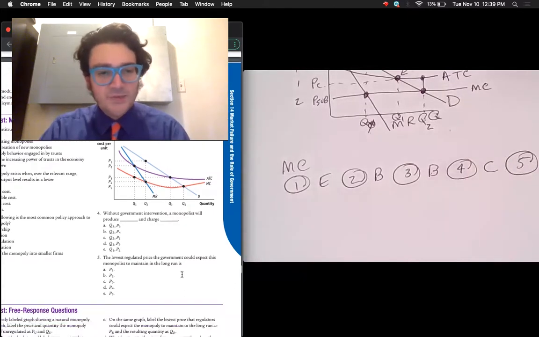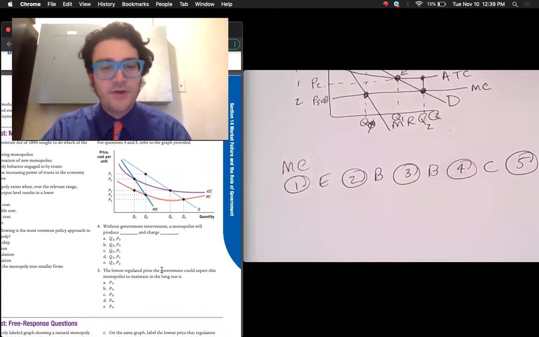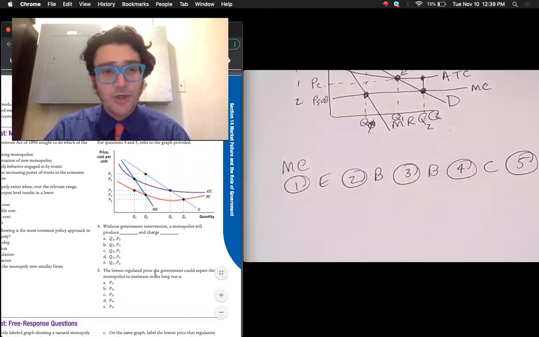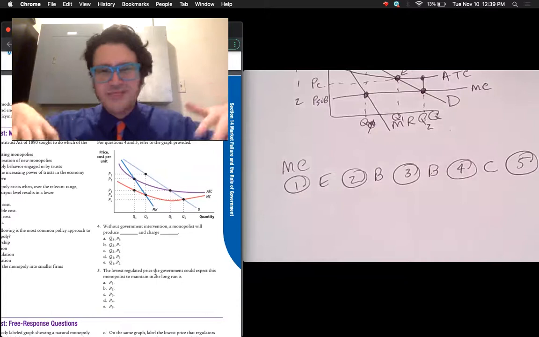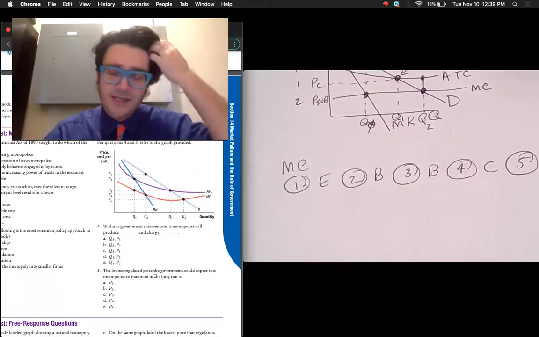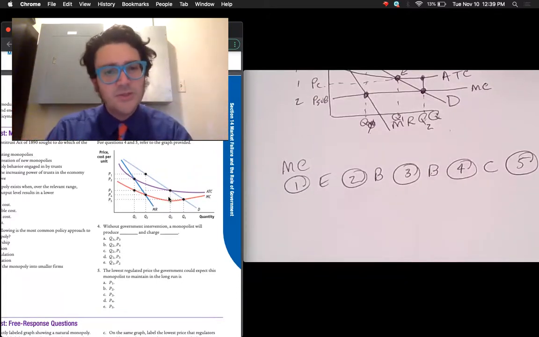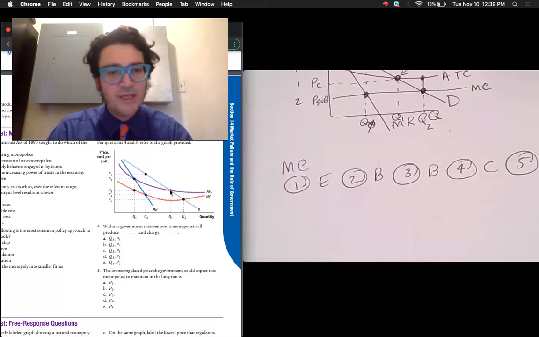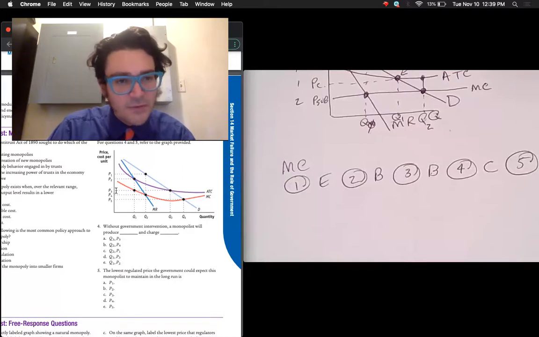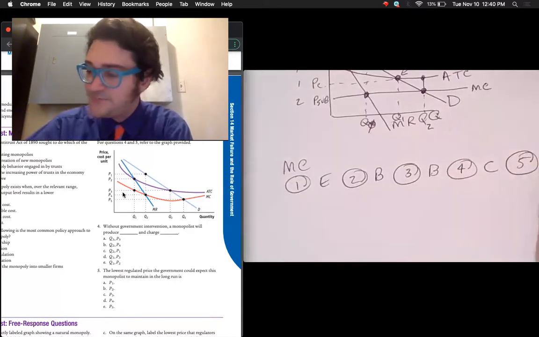And then the last one says the lowest regulated price the government could expect this monopolist to maintain in the long run. In other words, if they don't want to have to subsidize them, right? If we push the price too low, then the monopolist loses money, and then we have to subsidize them. So the lowest price would be wherever the demand or the price intercepts ATC. So that's here at this purple and light blue line, and that's price 3. So that is also C.